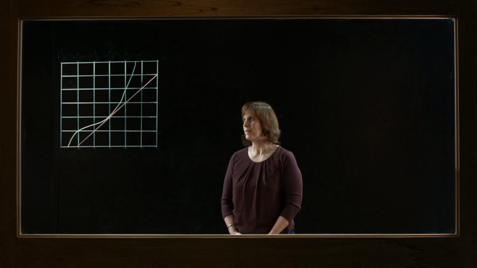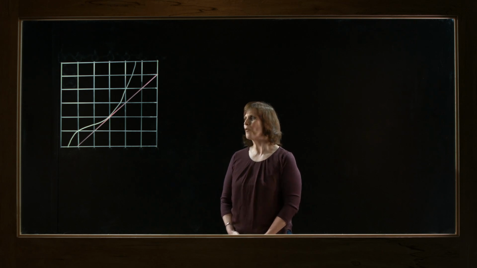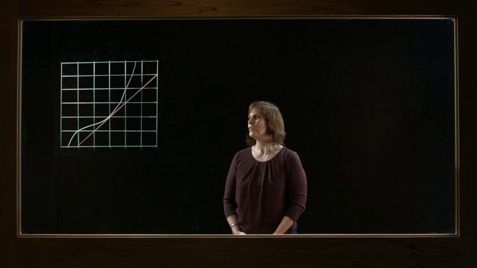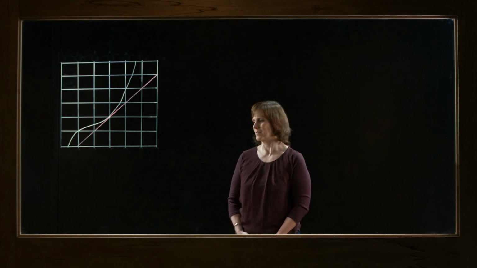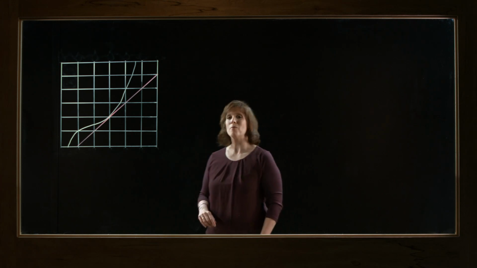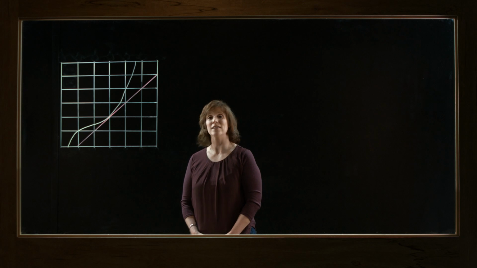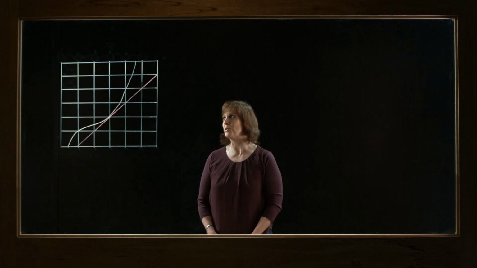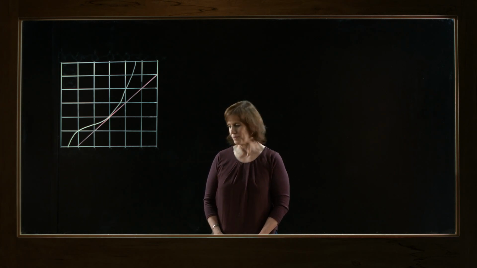Today we're going to take a look at finding the slope of a curve at a given point. In order to do this, we're going to approximate that slope by looking at the slope of the tangent line to the curve at that point. In this particular problem, we already have the tangent line drawn in red, so all we need to do is find the slope of that line.